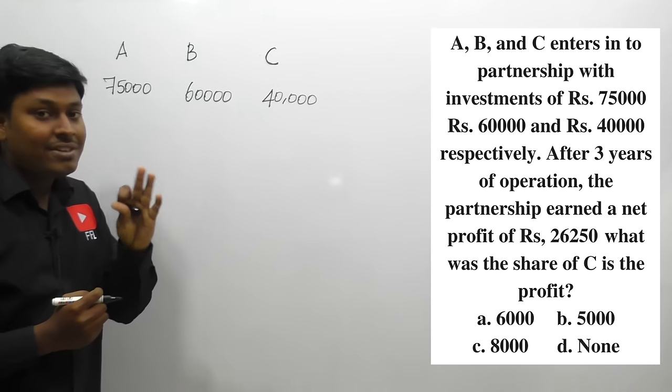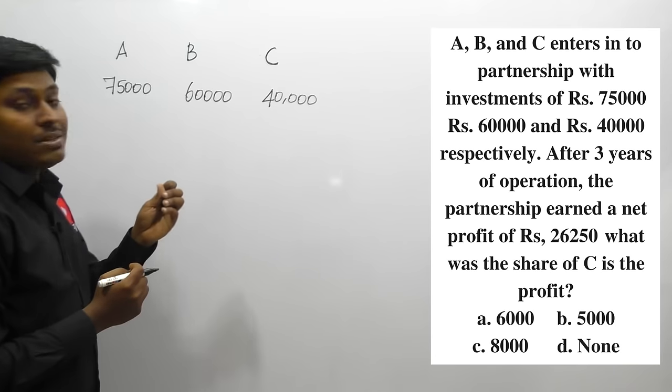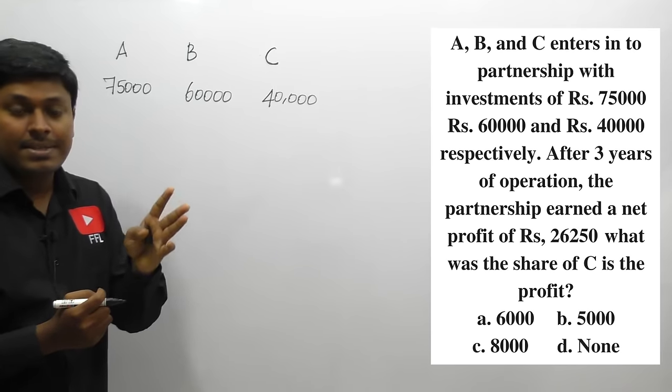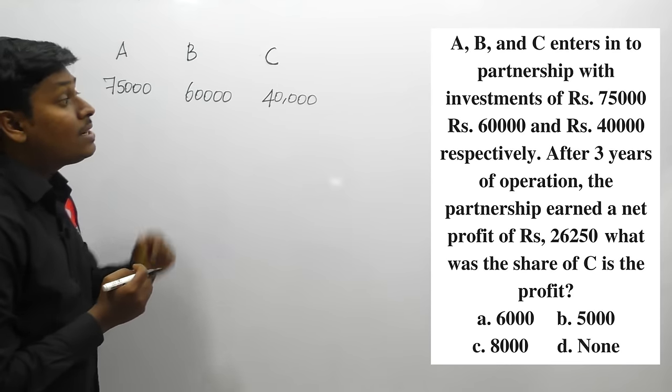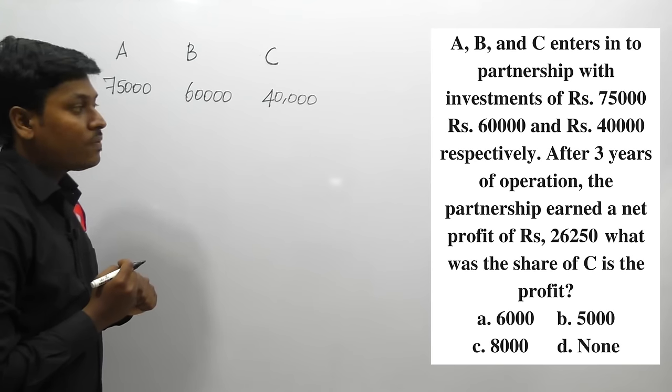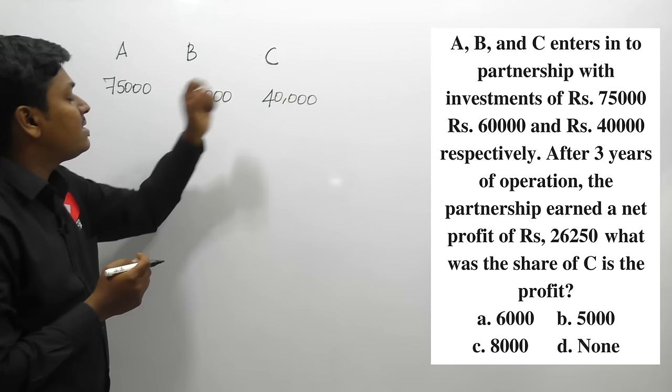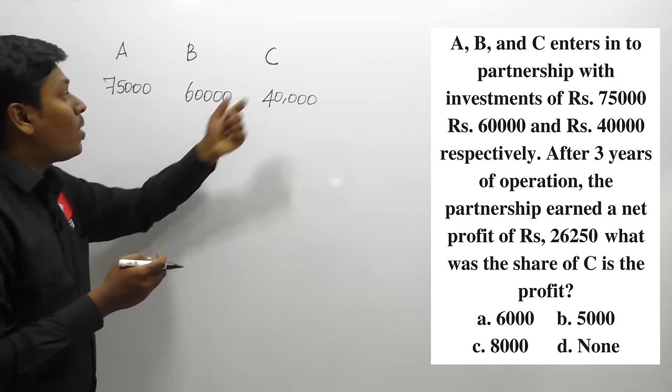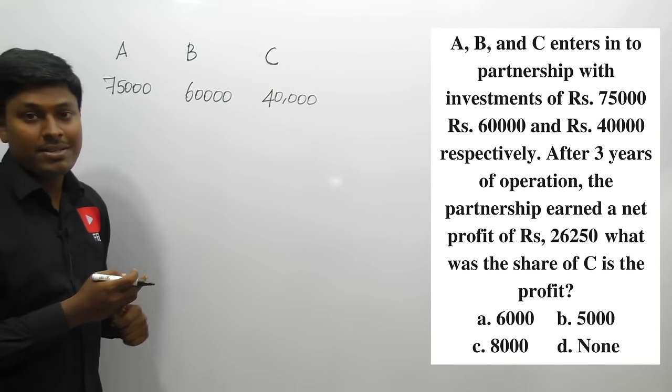So friends, after 3 years, right? So we know that after 3 years, it is 36 months. After 36 months, they earn a profit of 26,250. So what is the share of the profit for the person C, right? So friends, our target is to find what is the share from the profit to the person C, right?